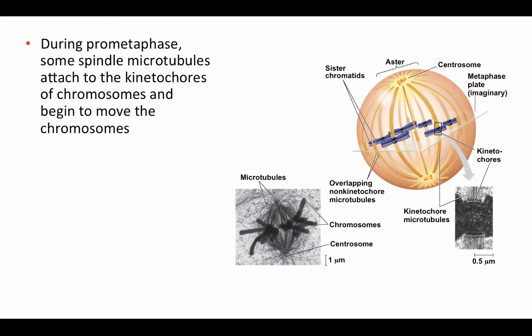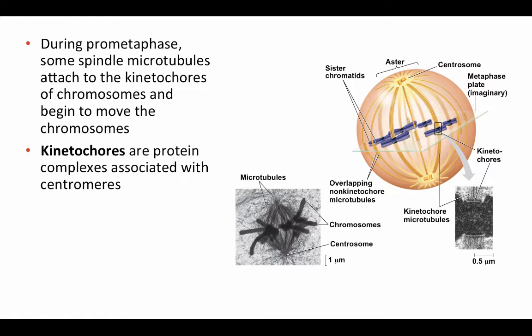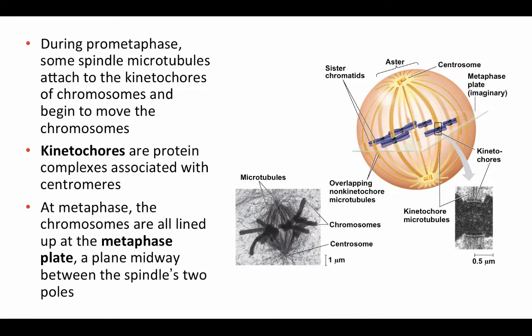So during prometaphase, remember that some spindle microtubules are going to attach to the kinetochores of the chromosomes and are going to begin to move the chromosomes. They're going to do that pushing and pulling, getting them into place. And the kinetochores, remember, are protein complexes associated with the centromeres. And at metaphase, the chromosomes are all lined up at the metaphase plate, a plane midway between the spindle's two poles. So let's take a closer look at what happens at this point when all of the chromosomes are lined up on the metaphase plate with their kinetochore microtubules attached to each of the sister chromatids.